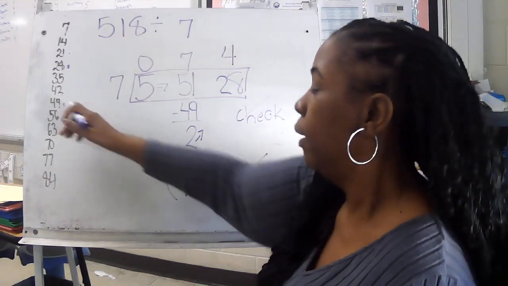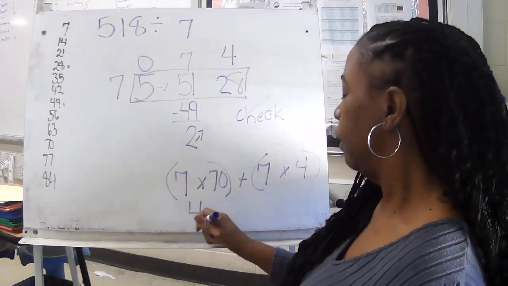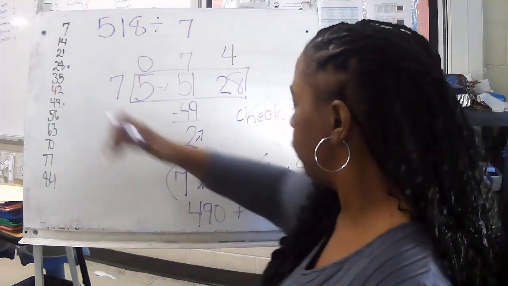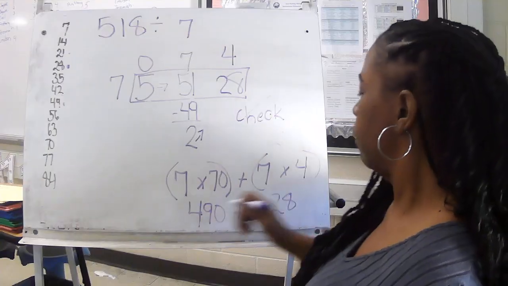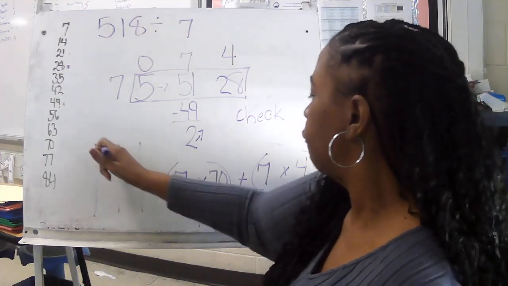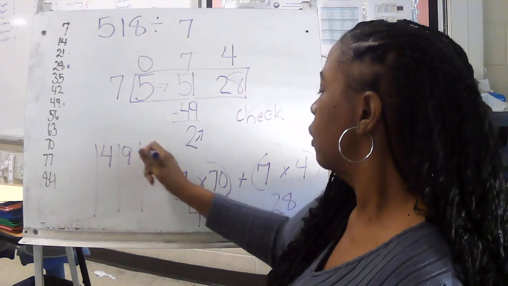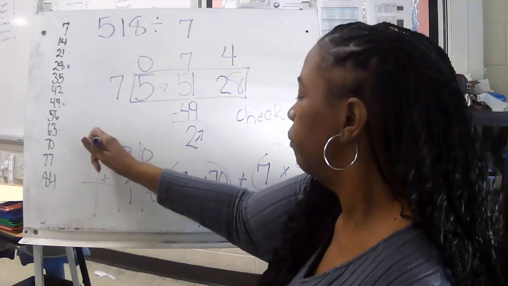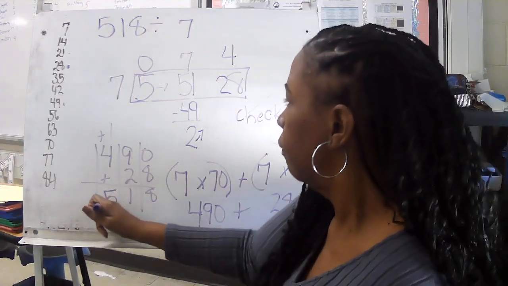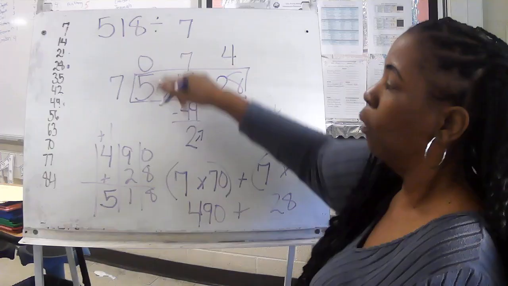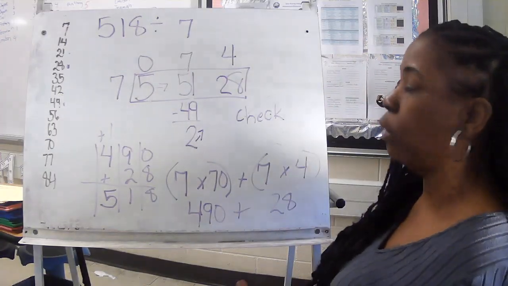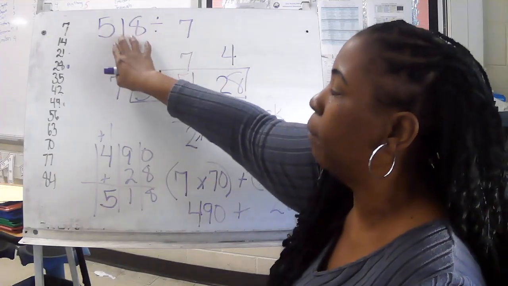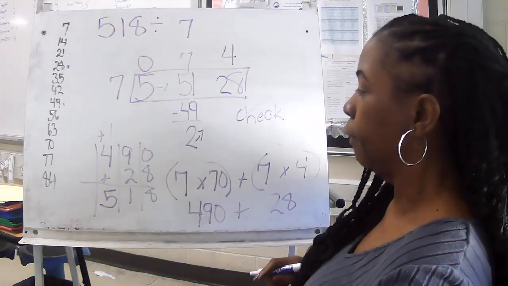I will go down 7. That'll put me at 49. Bring that 0 down plus. Go down 4. That'll put me at 28. Any zeros? No. So I'm going to do 1, 2, 3. I have 490 and 28. 8. That's 11. 518. Now, we started with 518, so that lets you know that your answer of 74 is correct. Because I got the number in the box. I got the dividend. Okay?